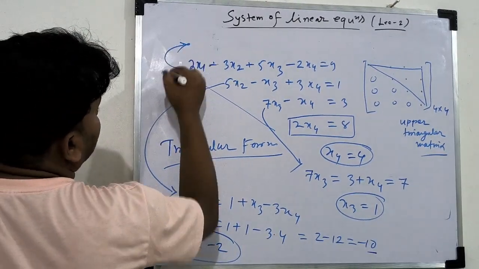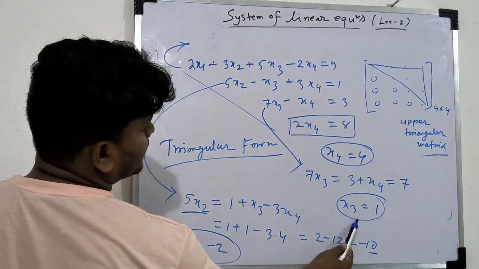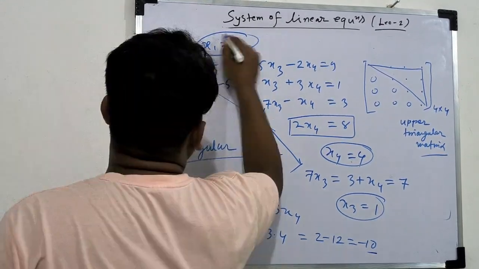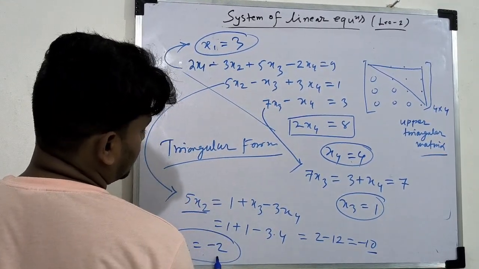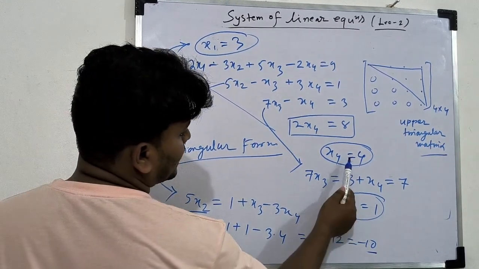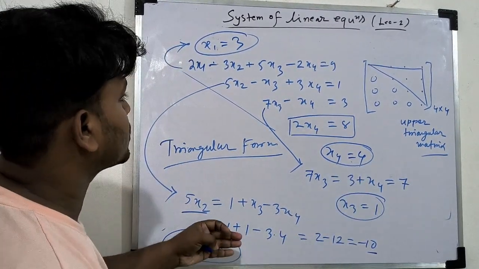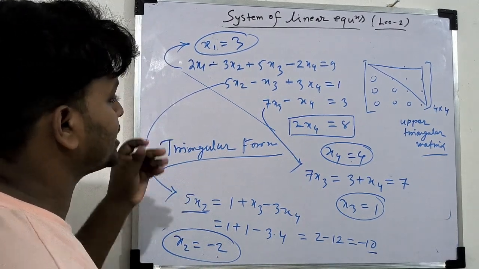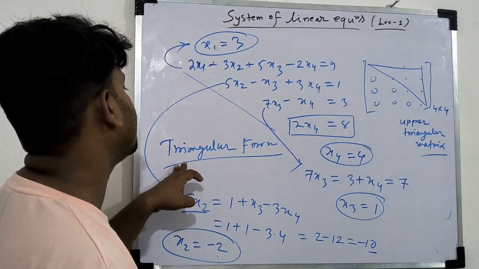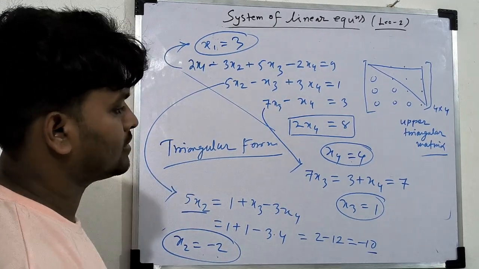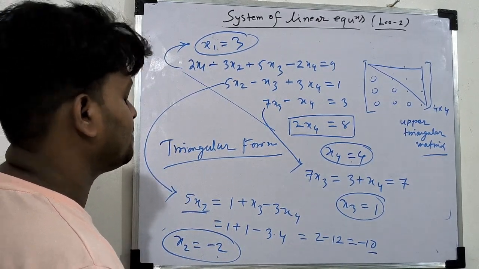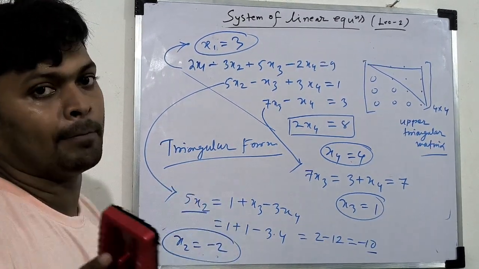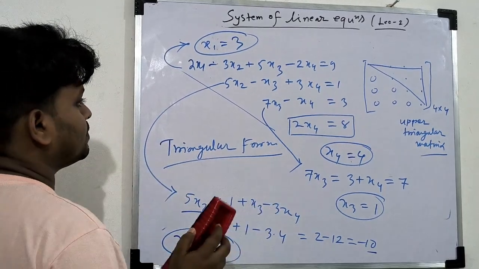And finally, by putting the values of x2, x3, and x4, we find x1. So this will be 3. So we get the solution x1 equal to 3, x2 equal to minus 2, x3 equal to 1, x4 equal to 4. So we can simply find the solution whenever the system is in triangular form. When the system becomes triangular, then we can easily find the solution. So our main goal will be making the system triangular.